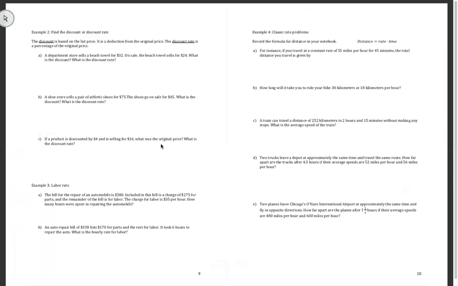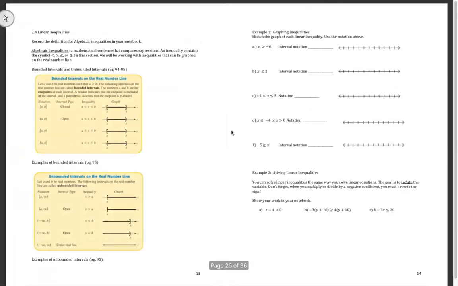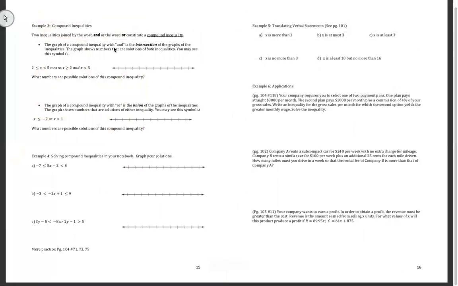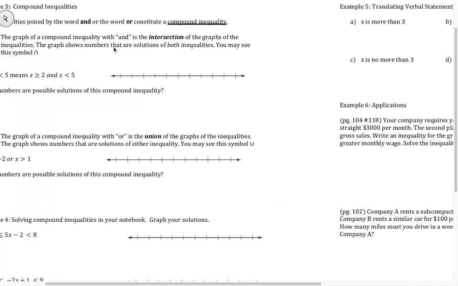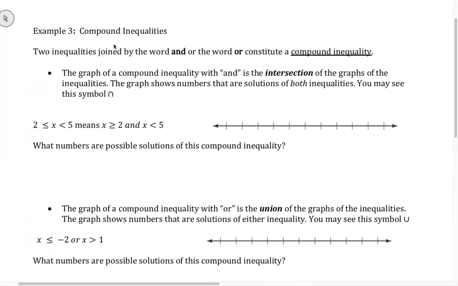And yesterday we finished all of this, and we were right here at example 3. So everybody find example 3, and now we're going to add something new.